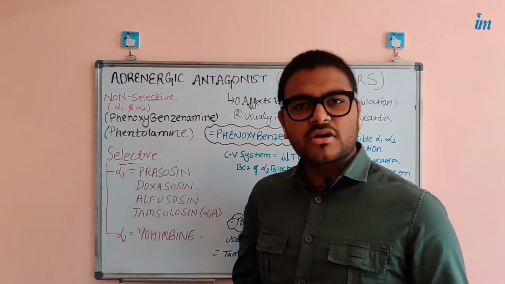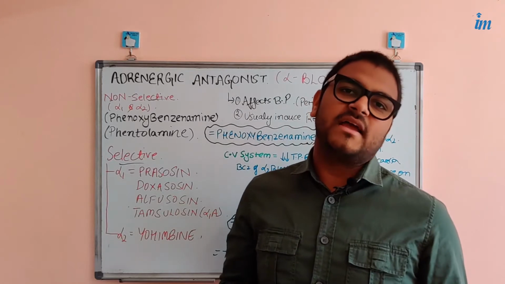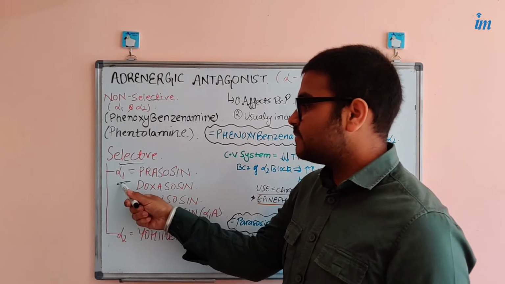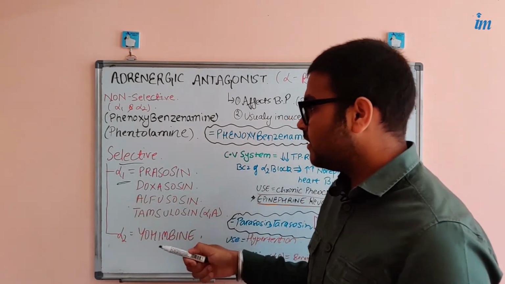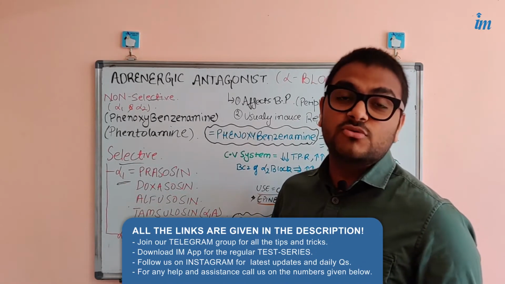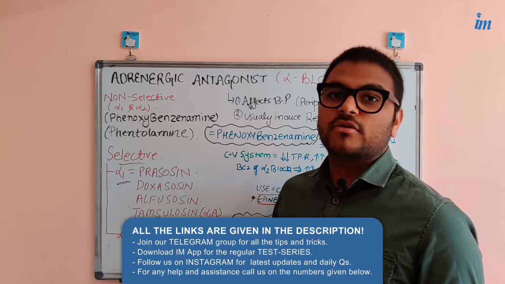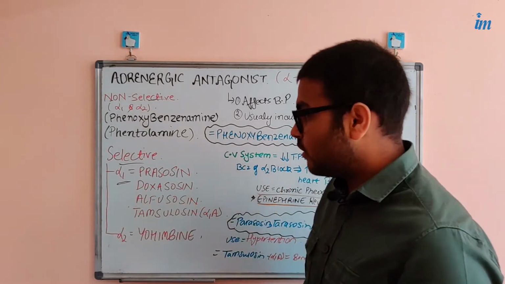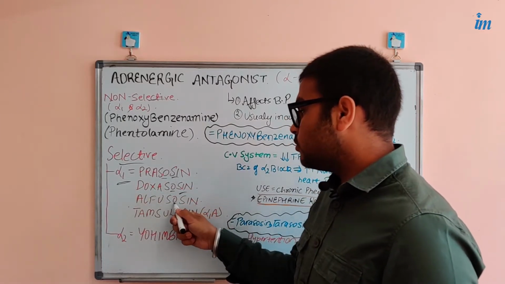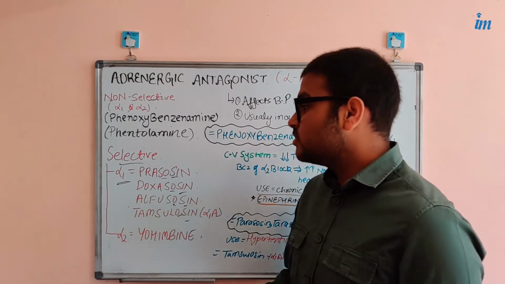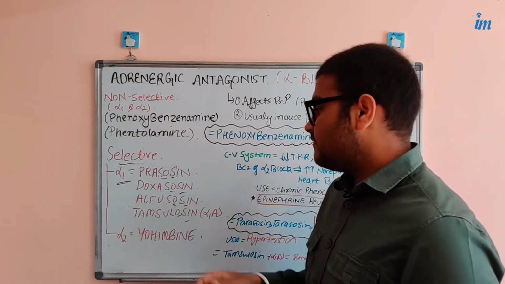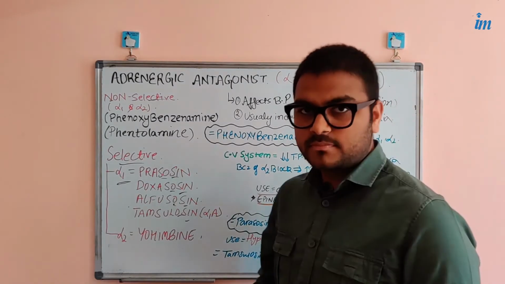Selective means it is blocking only one type of receptor, either alpha 1 or alpha 2. If it blocks the alpha 1 receptor, it is a selective alpha 1 antagonist. These drugs usually have committed a lot of sins in their life, so we are ending them with 'osin': prazosin, doxazosin, alfuzosin. Then we have tamsulosin.